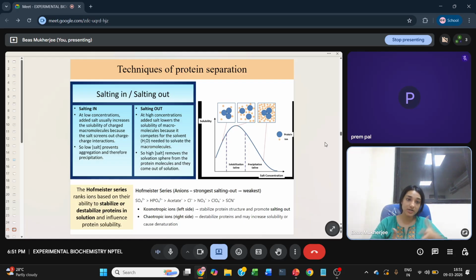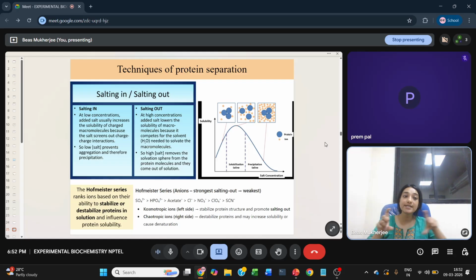But when a lot of salt is added, as you can see in the solubility curve, all these water molecules start interacting with the salt molecules. Then the protein molecules are left alone, they all interact with themselves, come together, form aggregates and get precipitated out. Okay. So high salt removes the solvation sphere, that is, the ordered arrangement of water molecules around the protein, right? So they are removed from the protein molecule and it comes out of solution.